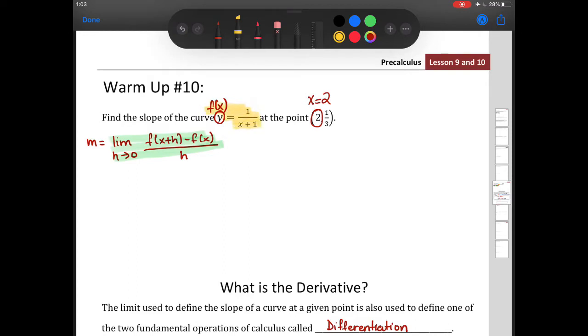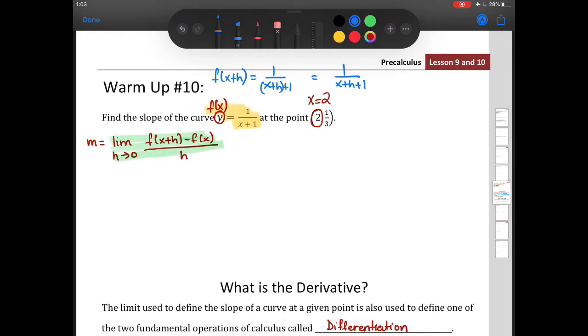So I want to find f of x plus h. So I'm going to do it here. f of x plus h. So wherever I see x, I'm going to substitute x plus h in there. So that's basically it, right? So I don't have much simplification to do here. It can be rewritten as 1 over x plus h plus 1.